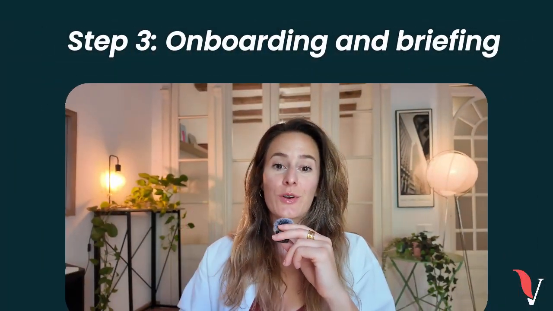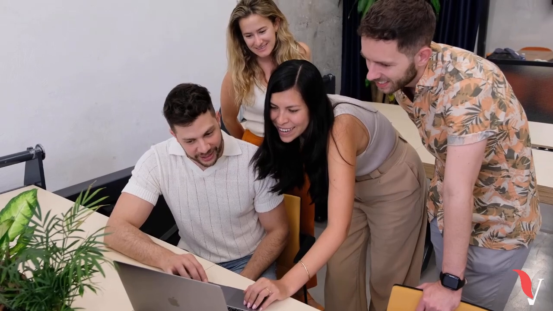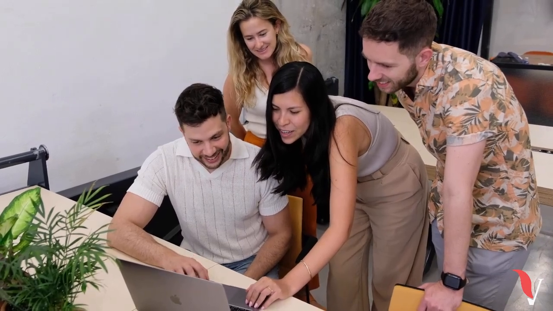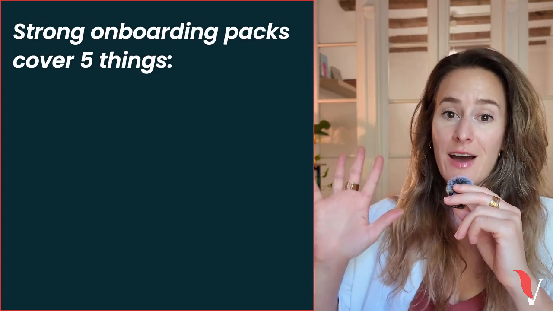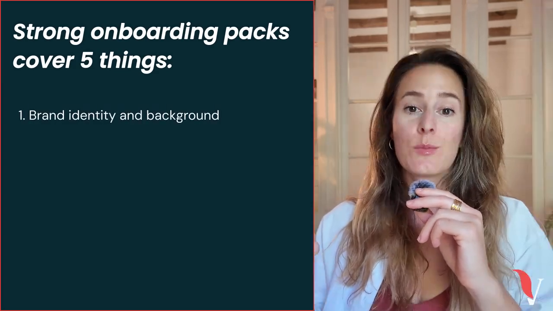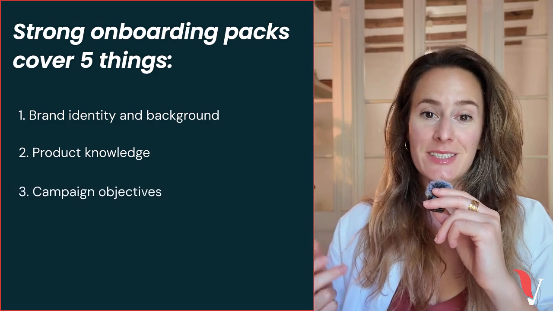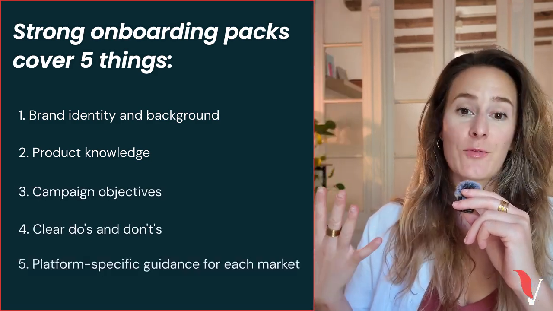Step 3, onboarding and briefing. How you bring creators in sets the tone for everything that follows. Get this wrong and you'll spend the rest of the campaign firefighting. A strong onboarding pack covers 5 things: brand identity and background, product knowledge, campaign objectives, clear do's and don'ts, and platform-specific guidance for each market. It needs to be detailed enough to be genuinely useful, but not so prescriptive that it kills the creator's voice.